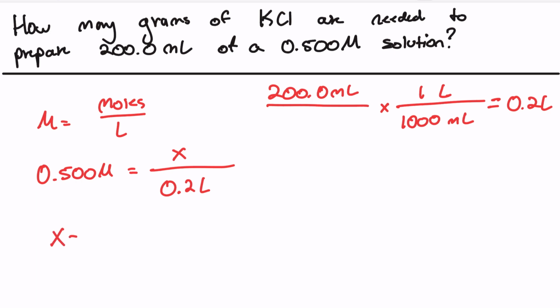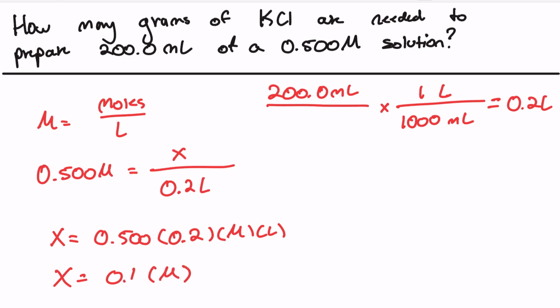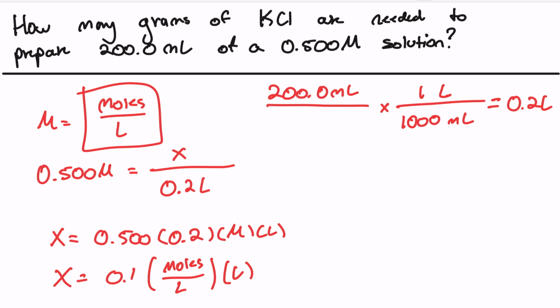Now we just have to rearrange our equation to solve for X, and we get that X equals 0.1 molarity liters. As you can see, that's kind of weird, right? We still need to take care of our units. Remember that molarity is the same thing as moles over liters. So I can just replace that molarity with moles over liters. And now our units will cancel out, and I'm left with 0.1 moles.